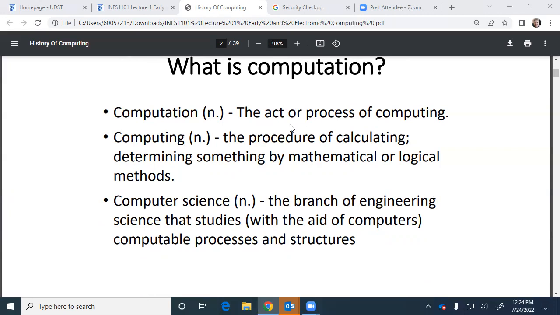The process of computing. I'm not sure that this thing is working because the red light's on there. It didn't give me a warning, so I'm hoping. So it says I'm recording, so okay.